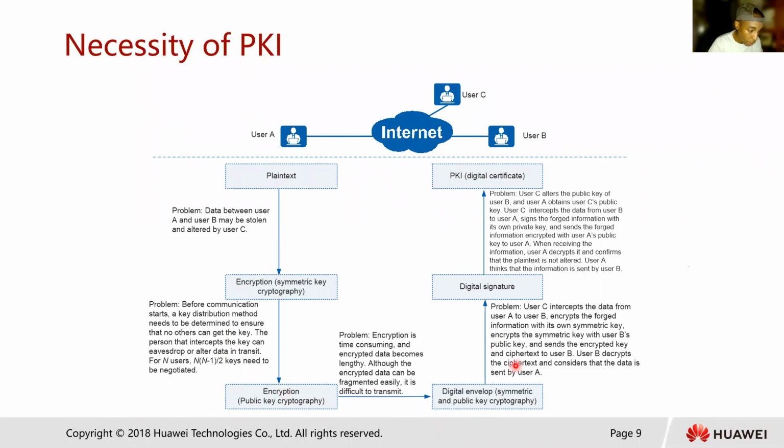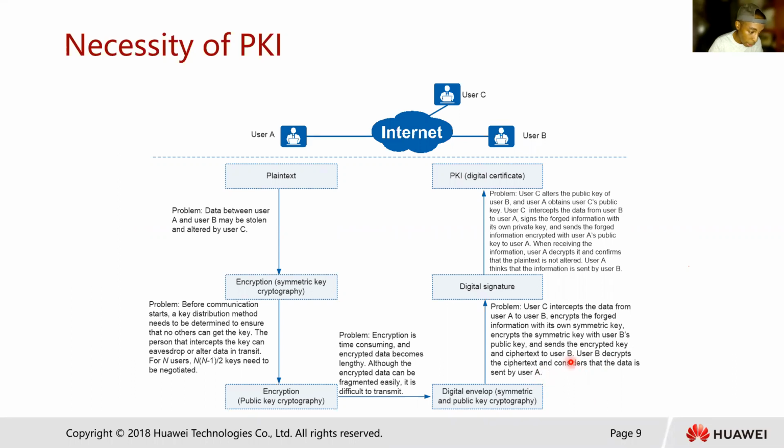Then user C intercepts the data from users A and B. But what do they realize? That user C encrypts the forged information with its own symmetric key, encrypts the symmetric key with user B's public key, and sends the encrypted key ciphertext. User B decrypts the ciphertext and considers the data as sent by user A. So this is the problem that can occur.